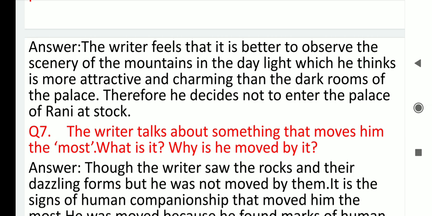Therefore, he decides now to enter the palace of Rani at Stok.